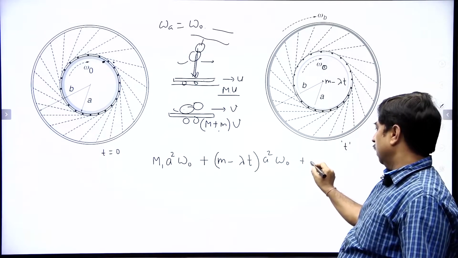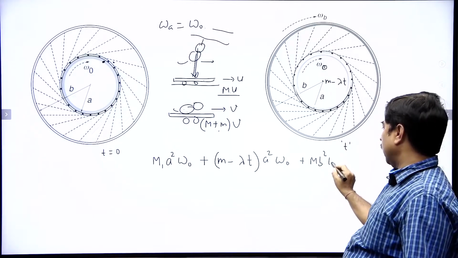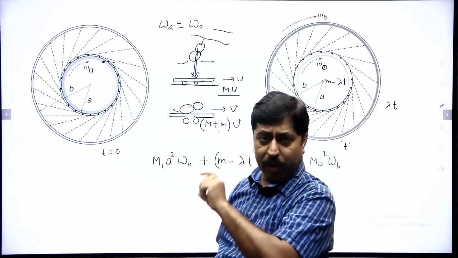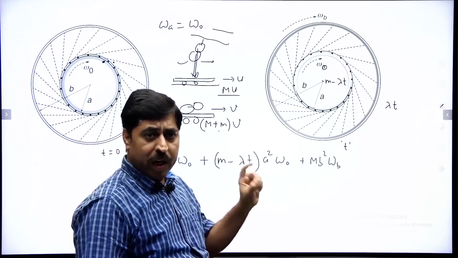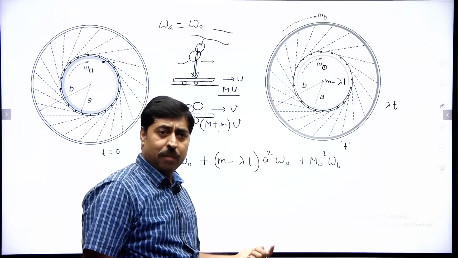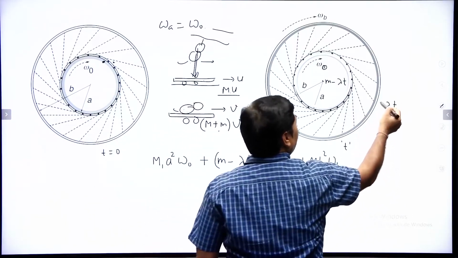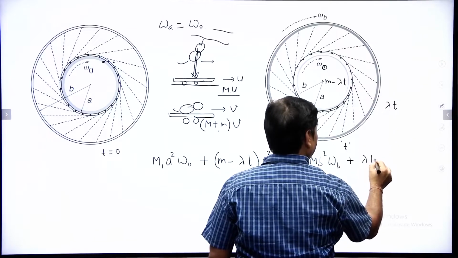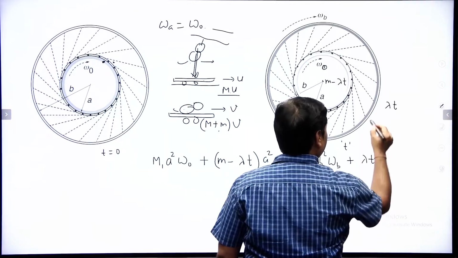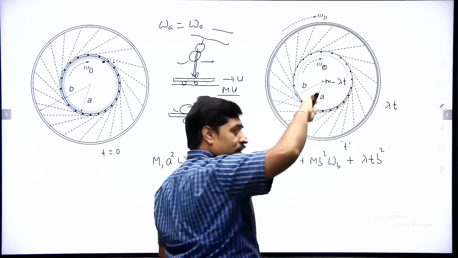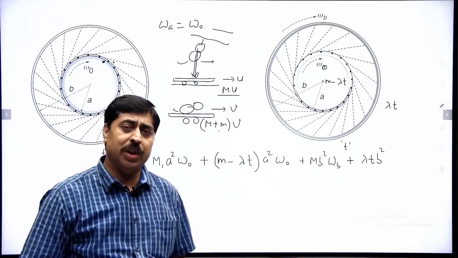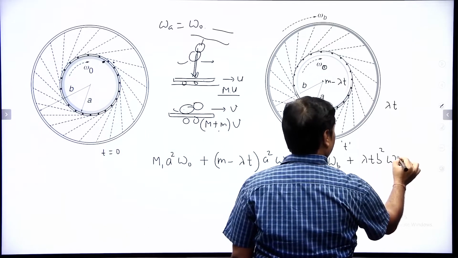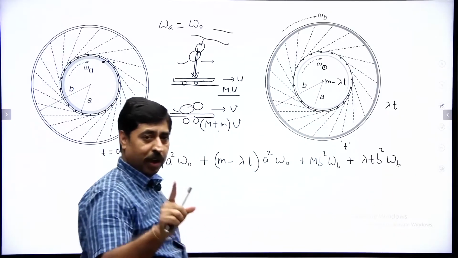Let us say the outer drum has angular speed omega b. So m b square is its moment of inertia into omega b, that is its angular momentum, and this much amount of sand has piled up here. So for the sand we will write lambda t m b square. Again, this sand is also nothing but a thin cylinder, so its moment of inertia is m into b square. So lambda t into b square into omega b. Am I right?